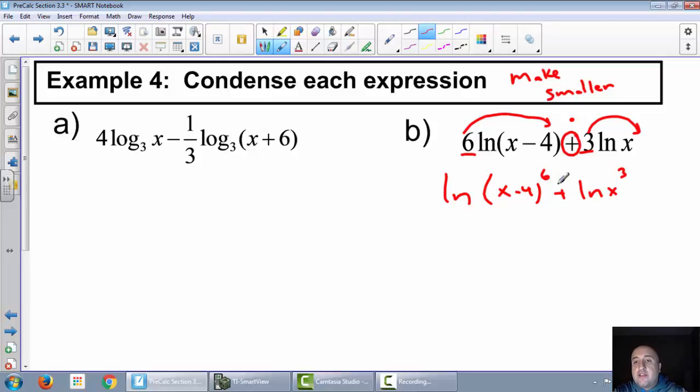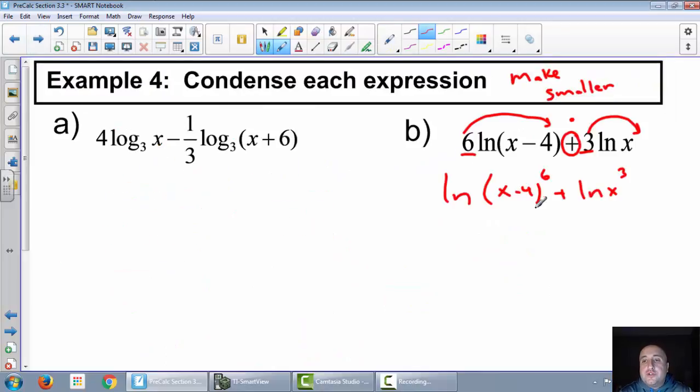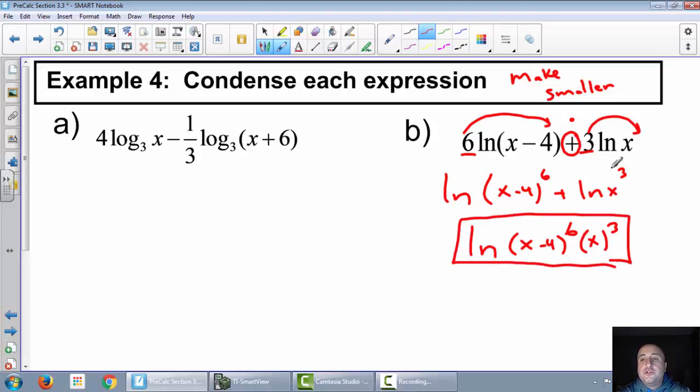Now we have this plus sign that we can deal with, so that means we can combine both of these together. If we go back to our properties, remember these go both directions. So if I see a plus, I can turn those pluses into just multiplication. So we have ln, and then we are going to multiply these two together: (x minus 4) to the 6th times x to the 3rd. And we've fully condensed this problem. We took this long drawn out thing and we turned it into something that's much smaller, much more condensed.